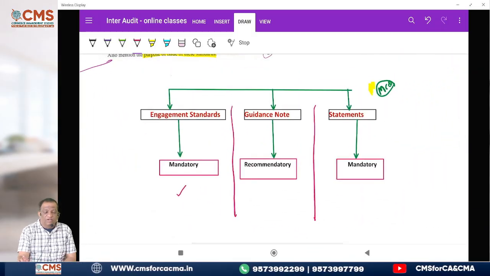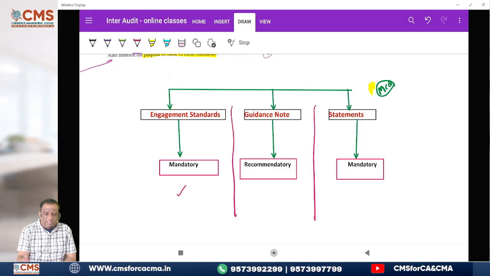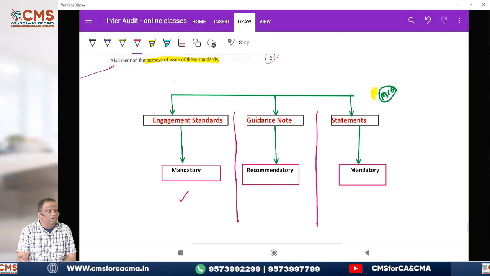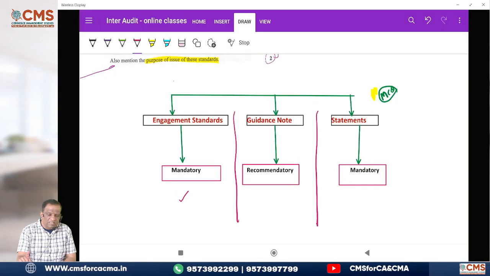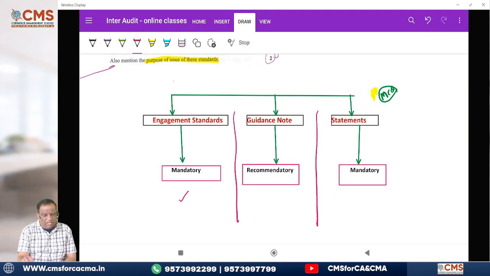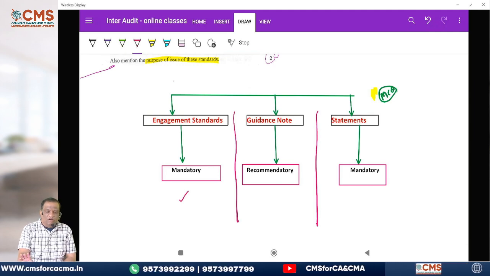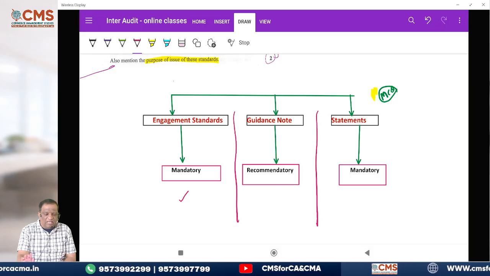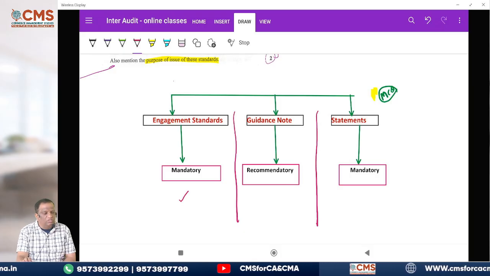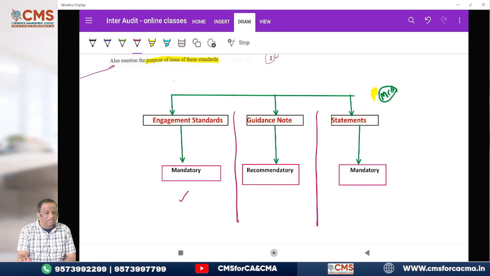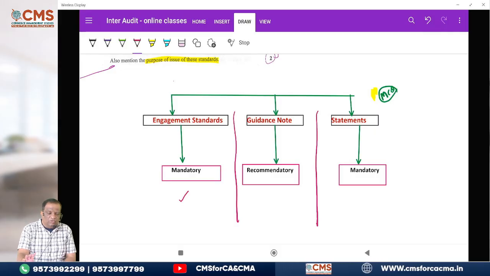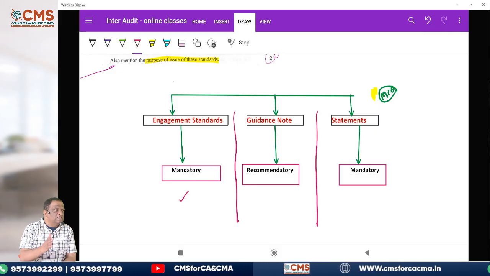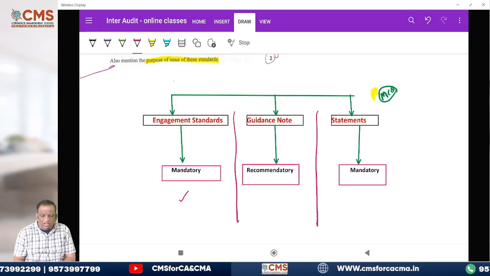Then look at one probable MCQ. These 3 are called pronouncements of ICAI. This is a traditional MCQ, come the latest MCQ. So pronouncements of ICAI: there are 3 types. One is engagement standards, second guidance notes, and third statements. Which is mandatory, which is recommendatory? Engagement standards, that is all your SAs, SAEs, SRS and all, are mandatory.